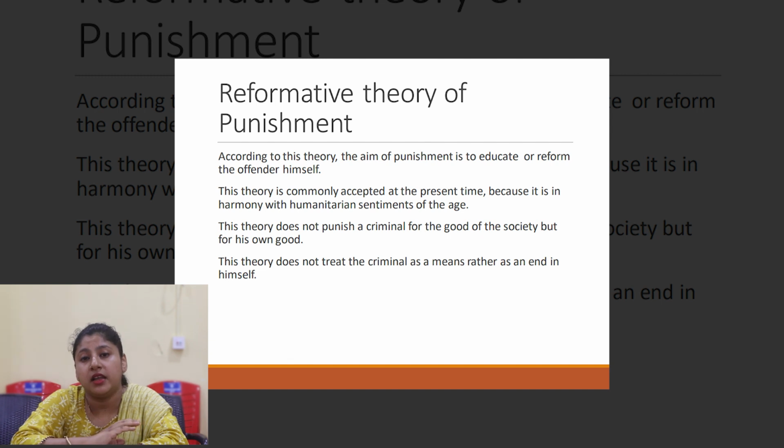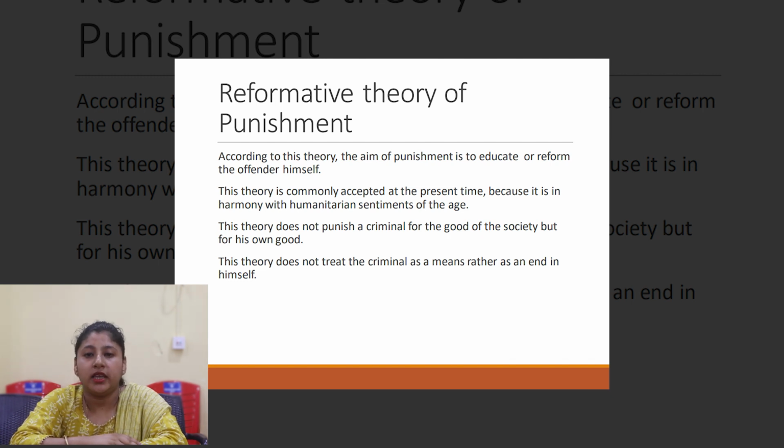Sometimes crimes are committed under some kind of mental pressure, or in some situation where the criminal afterwards feels guilty of the crime which he has committed. So reformative theory gives a chance for the criminal to change himself. The aim of this kind of punishment is to educate or reform the offender himself.